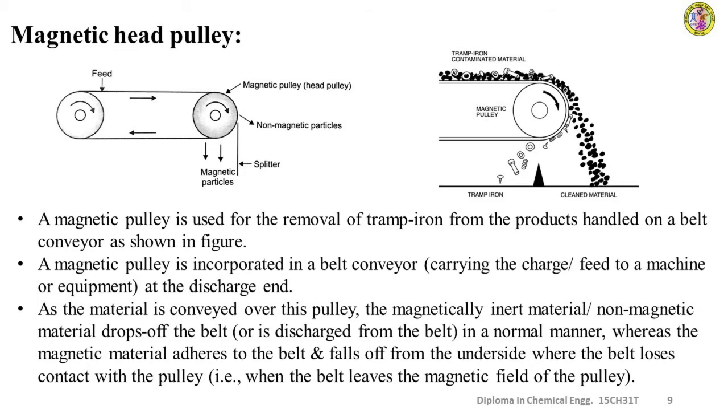You can see in the diagram that the tramp iron is separated right below the pulley, and the non-magnetic particles are separated at a place away from the splitter. So that is how we can use a magnetic pulley for tramp iron removal.